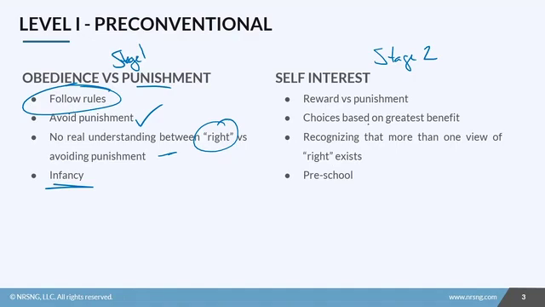Now, stage 2, self-interest, starts to separate that a little bit more. As the child ages, they understand that there's a difference between reward and punishment, and that they're 2 very separate things. They also start to realize that more than one view of "right" exists, like if they're 2 separate people. They can understand that a teacher says something is right, and a parent can also say that something is right. This is your preschool aged children.